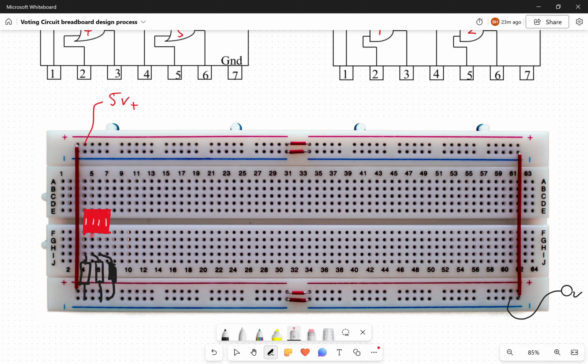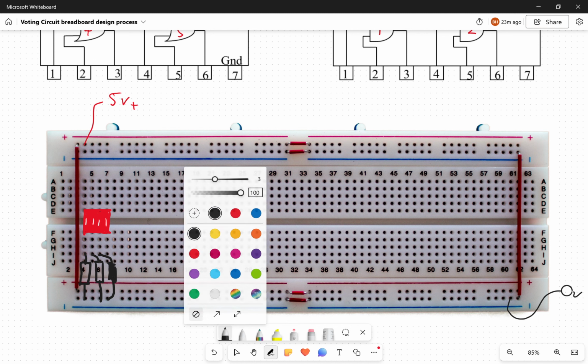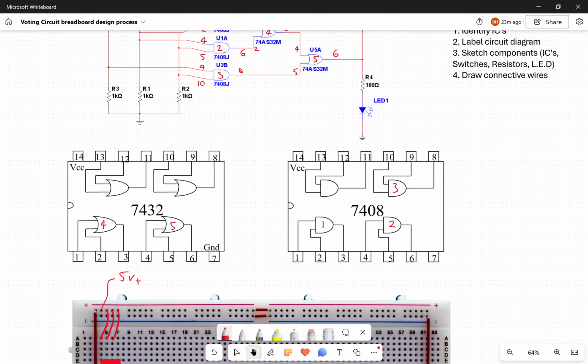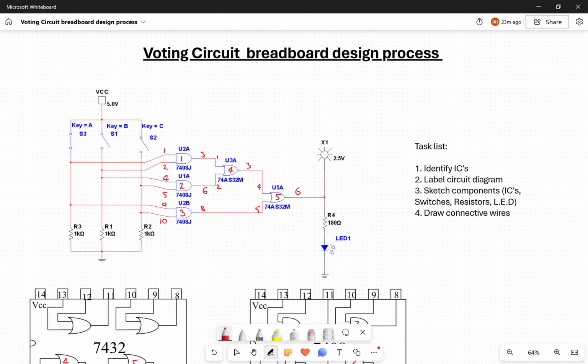And then what we're also going to need is a couple of wires that will join the 5 volt rail to the top of your switches, just like that. So that's taking care of the input side of it. If we go back up and look at our circuit diagram again, we've now got the business end of what's going on here, the processing side.